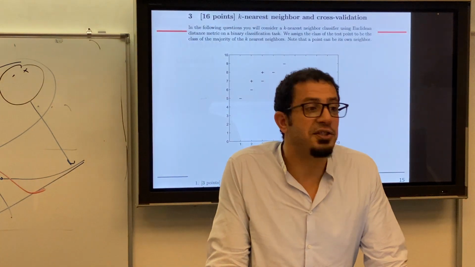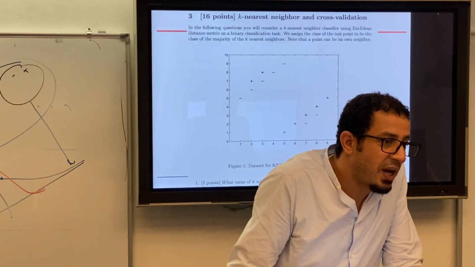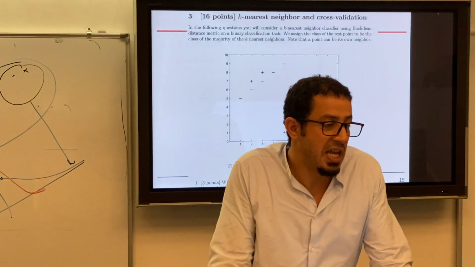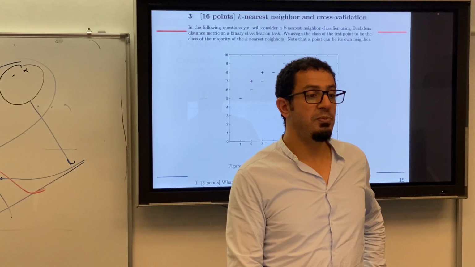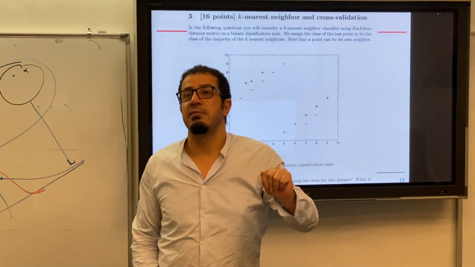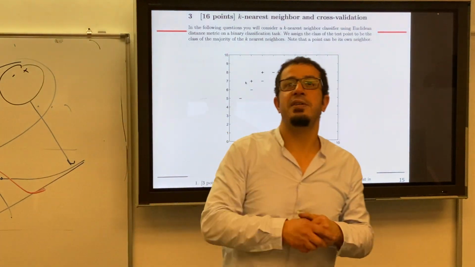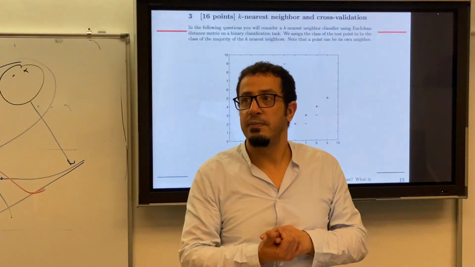Let me check. 1, 2, 3, 4, 5, 6, 7. So if you do 6, there will be 2 mistakes. We have 4 mistakes, because it will be all of them. Okay, makes sense. Can you just repeat it?